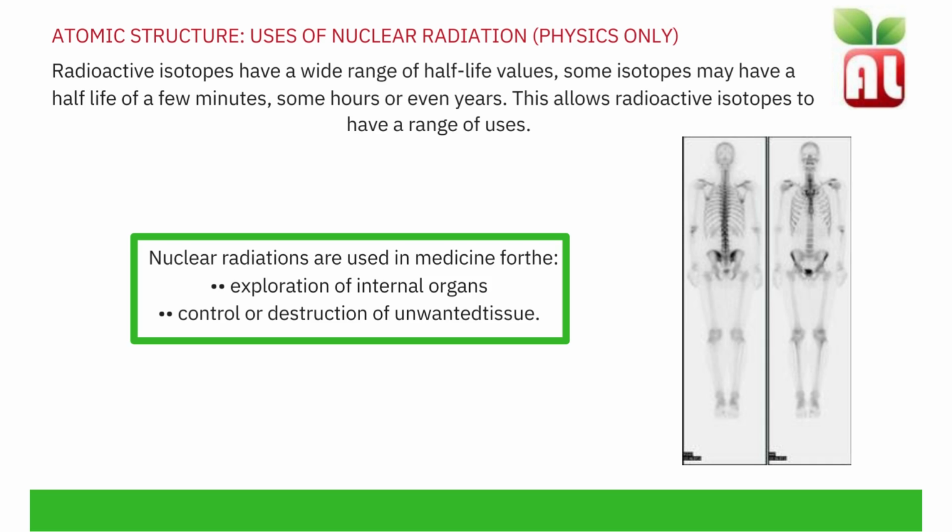Uses of nuclear radiation. Radioactive isotopes have a wide range of half-life values. Some isotopes may have a half-life of a few minutes, some hours, or even years. This allows radioactive isotopes to have a range of uses. Nuclear radiations are used in medicine for the exploration of internal organs or the control or destruction of unwanted tissue, as radiation exposure can kill cells. This is particularly useful in radiotherapy in the treatment of cancers.